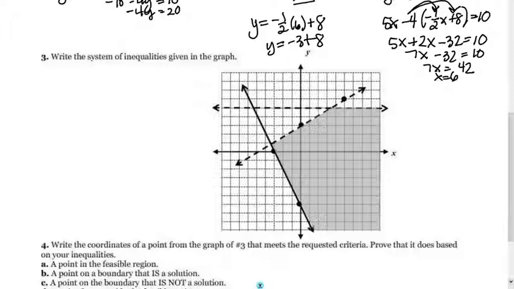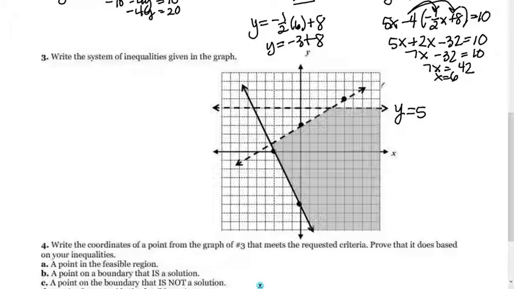Writing systems of equations. Again, I just start with equals and then I figure it out from there. So the first one to me was easy. I did this straight up and down line because I like that best. 1, 2, 3, 4, 5. So this is y equals 5.